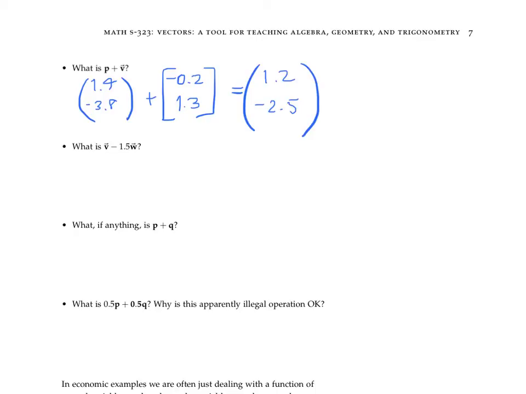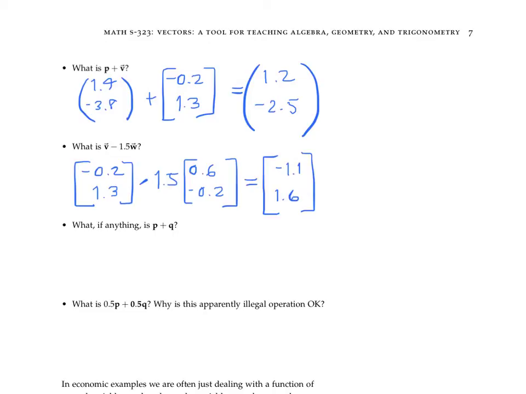Now, let's take a look at what happens when we subtract vectors from each other. We have V minus 1.5 times W. Now, computationally, this isn't too bad at all. Let's write it down. Remember that this 1.5 will distribute to either of these components in the second vector, and then we just want to take negative 0.2 minus 1.5 times 0.6, and 1.3 minus 1.5 times negative 0.2. And that's our final answer, the vector negative 1.1, 1.6.